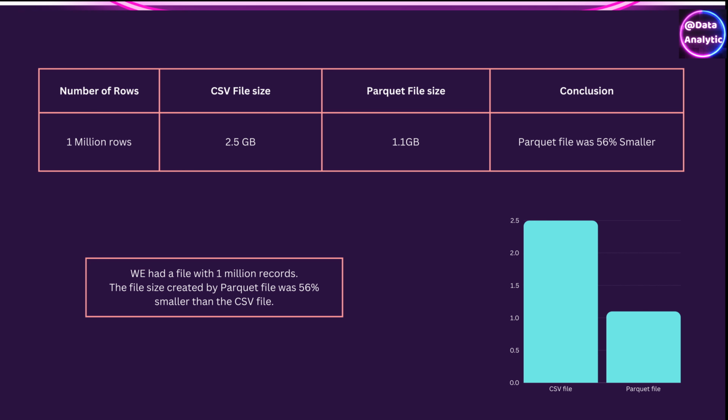So for large data applications, it's much better to use the Parquet file format. CSV is a row-based format, whereas Parquet is a column-based format. It performs much better in running complex queries. Obviously, we haven't covered this in any detail in this video.